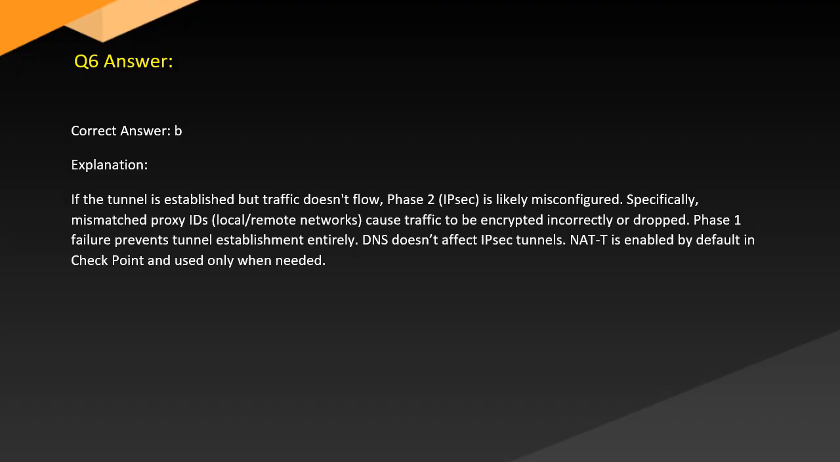Answer. Correct answer: B. Explanation. If the tunnel is established but traffic doesn't flow, Phase 2 IPsec is likely misconfigured. Specifically, mismatched proxy IDs, local and remote networks, cause traffic to be encrypted incorrectly or dropped. Phase 1 failure prevents tunnel establishment entirely. DNS doesn't affect IPsec tunnels. NAT is enabled by default in Check Point and used only when needed.